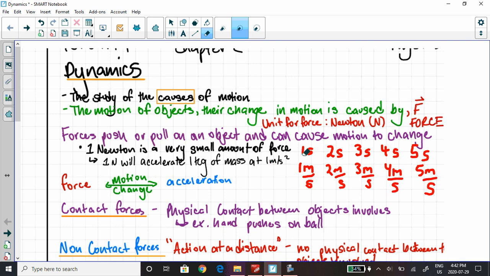Every second that goes by, you pick up 1 meter per second worth of speed, velocity. So what's really important to understand here, that force causes motion to change, and we see that change in motion as an acceleration. Force causes velocity to change, and changing velocity is known as acceleration.